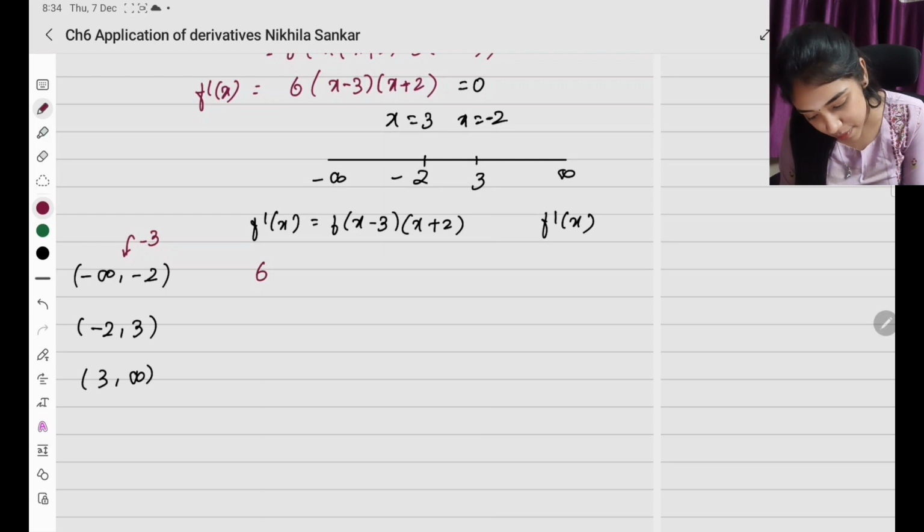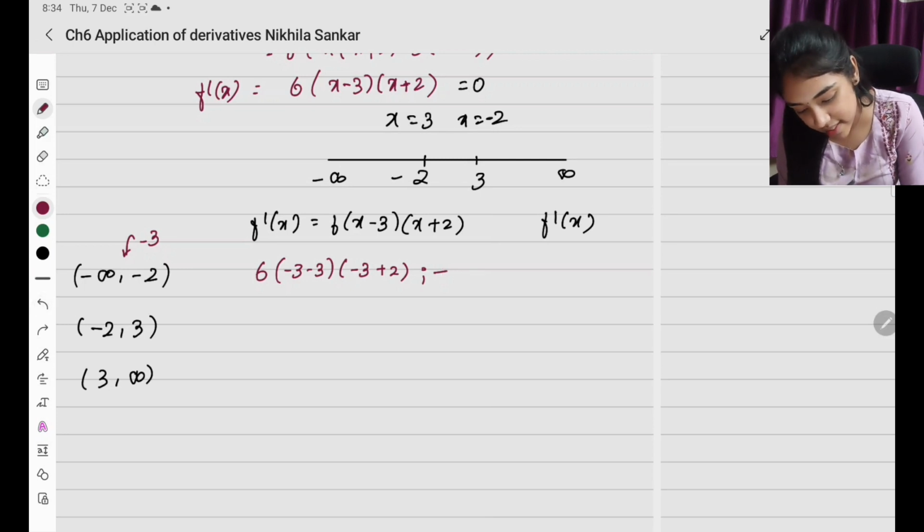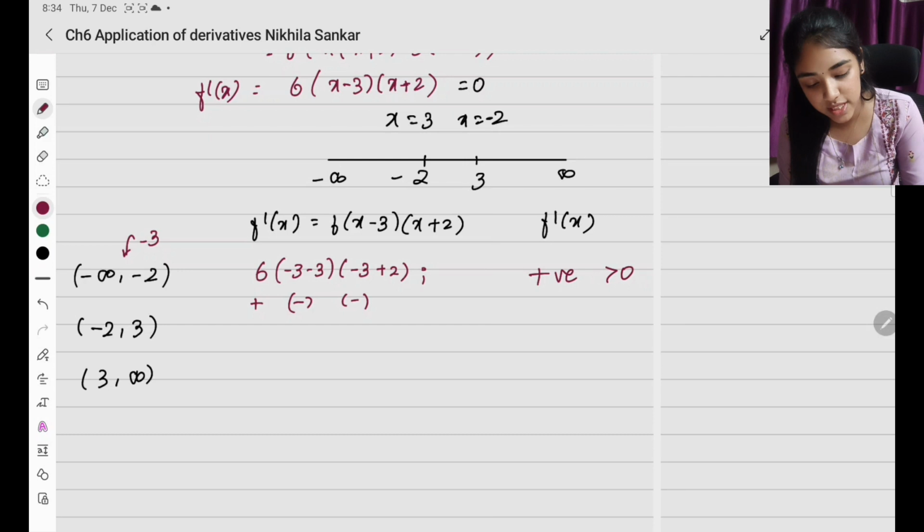I have 6 times, now x minus 3, I'm substituting minus 3. So minus 3 minus 3, minus 3 plus 2. So how does my function look? I have plus for the 6, and for minus 3 I'll write it in the next step. I have plus here. If this is going to be a minus and this is going to be a minus, the product of this is going to give me a positive value which is greater than 0.